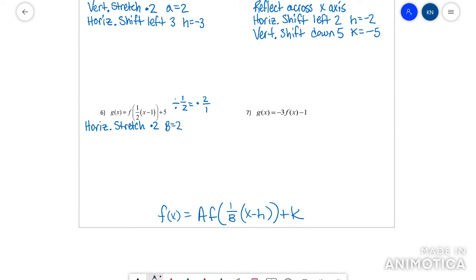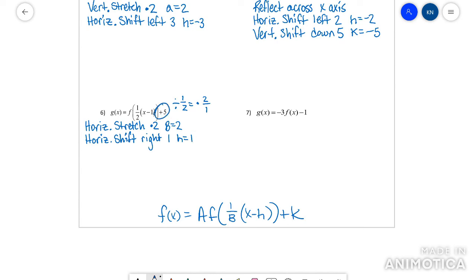Next transformation would be the minus 1 here. It's inside, so it has to be horizontal, and since it's plus or minus, it has to be a shift. Now you do the opposite since it's horizontal, so instead of minus 1, I'm really going to add 1, which makes it go right 1. And it's in the H slot, so just change the sign of it and write H equals, change the sign from a minus 1 to a positive 1.